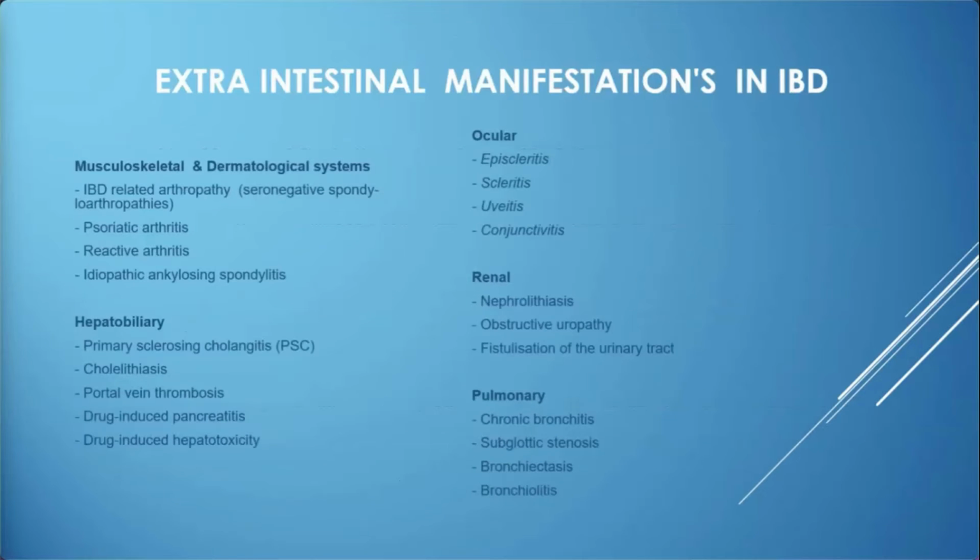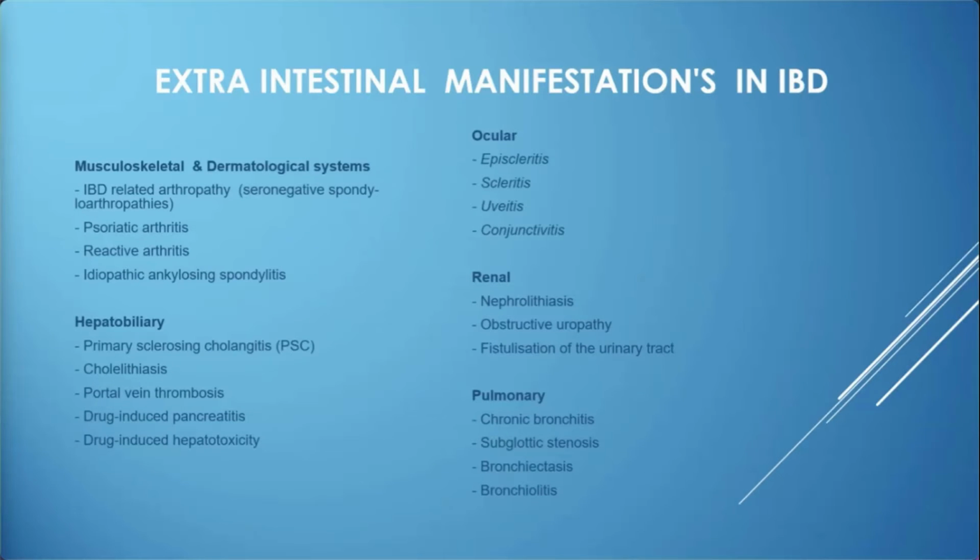There are other manifestations seen outside the gut, which can affect several of the body's systems which are associated with IBD. Within the musculoskeletal and dermatological systems, there are seronegative spondyloarthropathies, psoriatic arthritis, and ankylosing spondylitis. In the hepatobiliary system, primary sclerosing cholangitis, which is known as PSC, cholelithiasis or gallstones, drug-induced pancreatitis, and drug-induced hepatotoxicity.